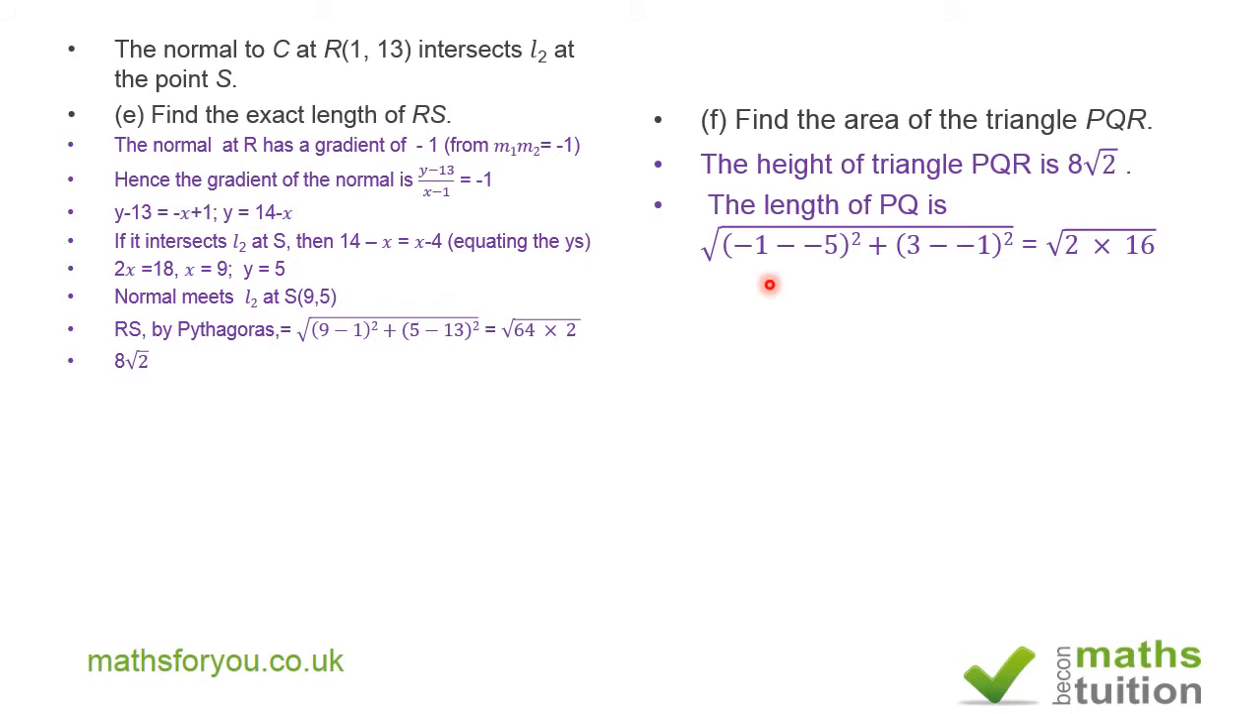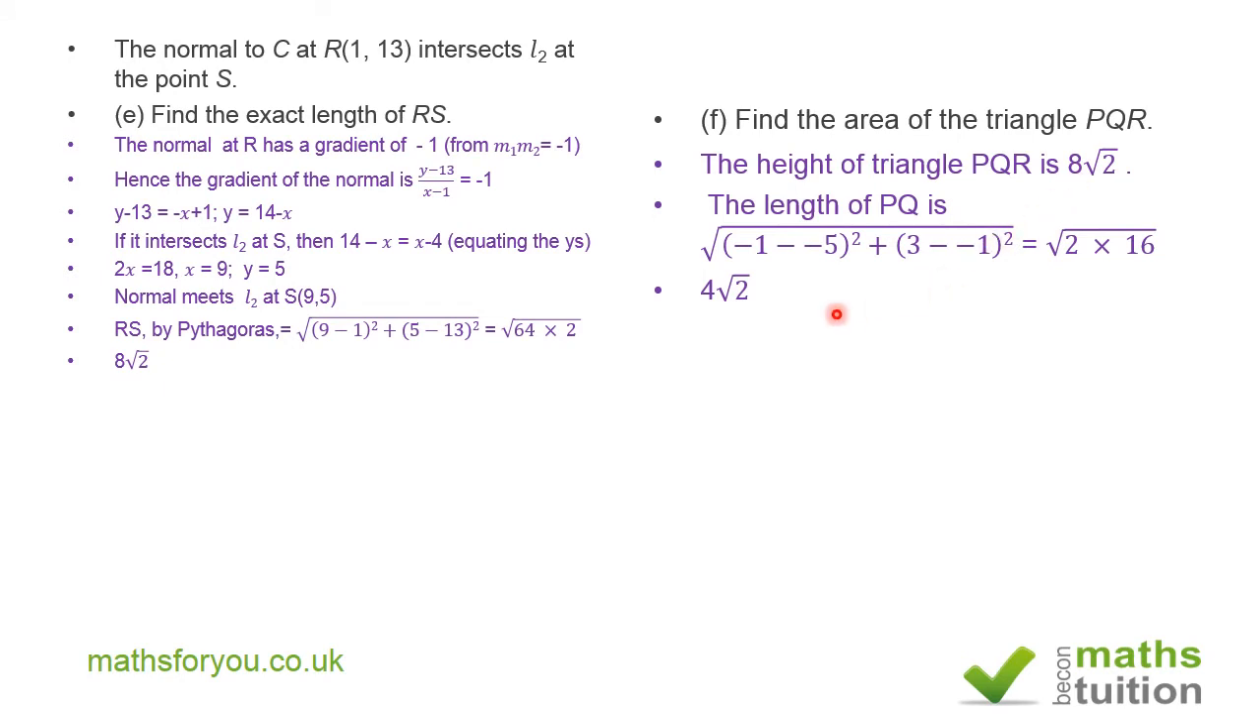Okay, so now if we use the x and y coordinates for P and Q, we end up with 16 plus 16 there. So we've got two 16s. So that becomes the square root of 2 times 16. And the square root of 16 is 4. So the length of PQ is 4 root 2.